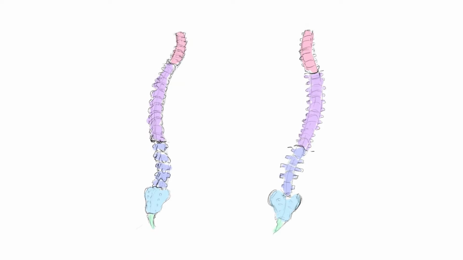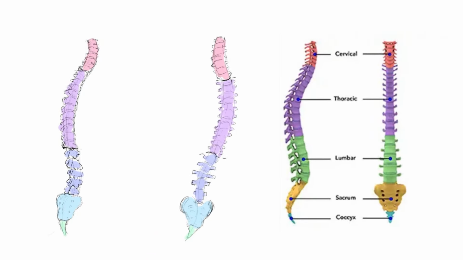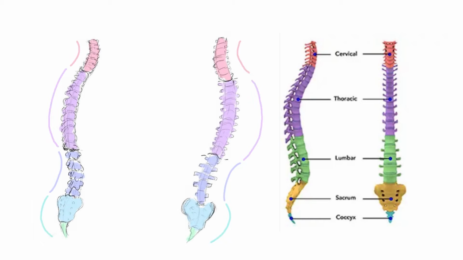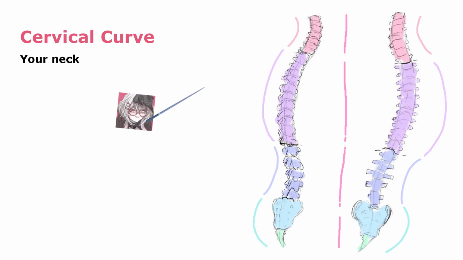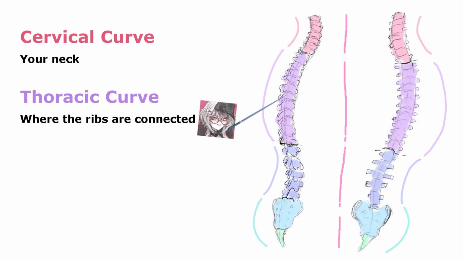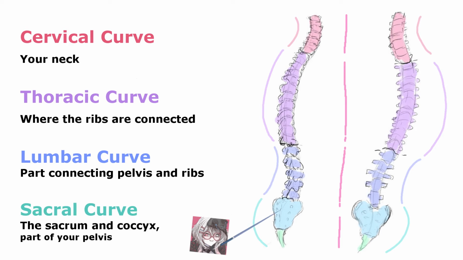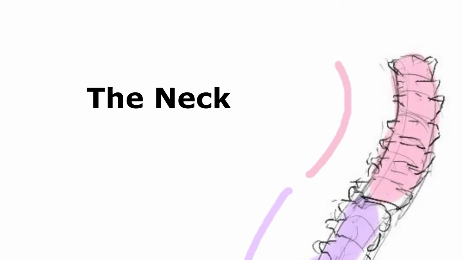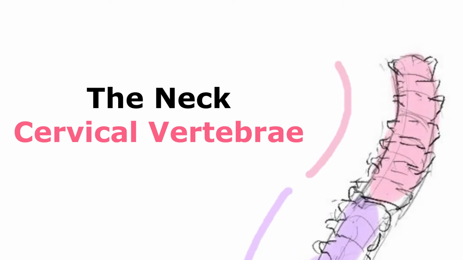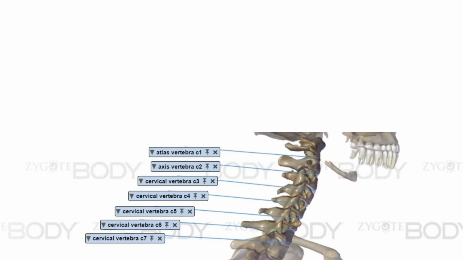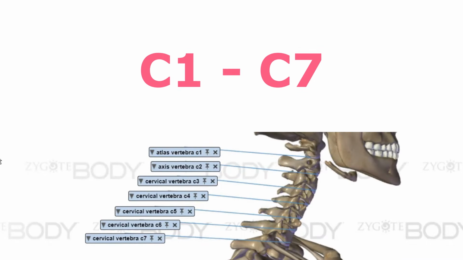Let's start with the spine. The spine can be divided into 5 parts, and it has 4 major curves. There's the cervical curve, thoracic curve, lumbar curve, and the sacral curve, and each part will curve away from each other. The first 7 pieces of the spine is the neck, the cervical vertebrae. They call the first 7 pieces C1 to C7.